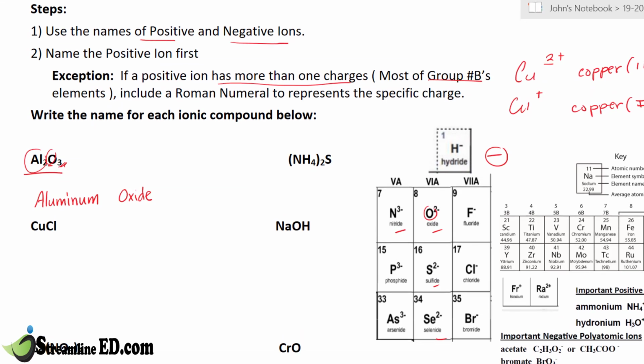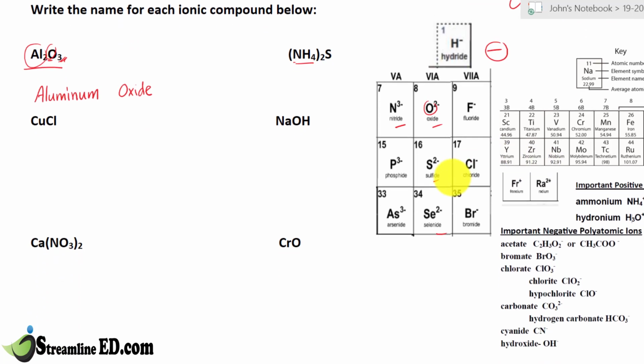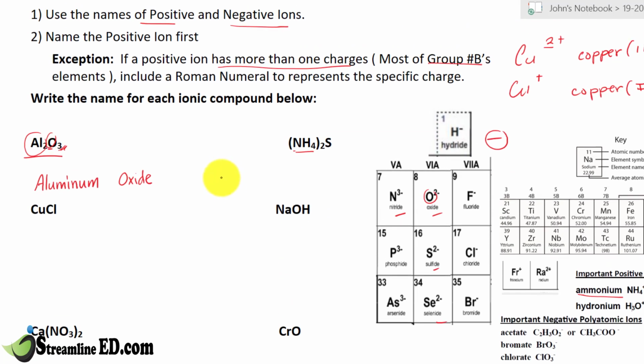Now let's try the next problem. Here we have NH4+, and we know this is a polyatomic ion, so we have to go over here and look for NH4+, which is ammonium. So we just have the name ammonium. Isn't that easy? And then what about S? Well, S is your negative ion, and it is not a polyatomic ion, and we find S right here. That is your sulfide. So it's ammonium sulfide. And that's what we meant by using the names of the positive and negative ions.